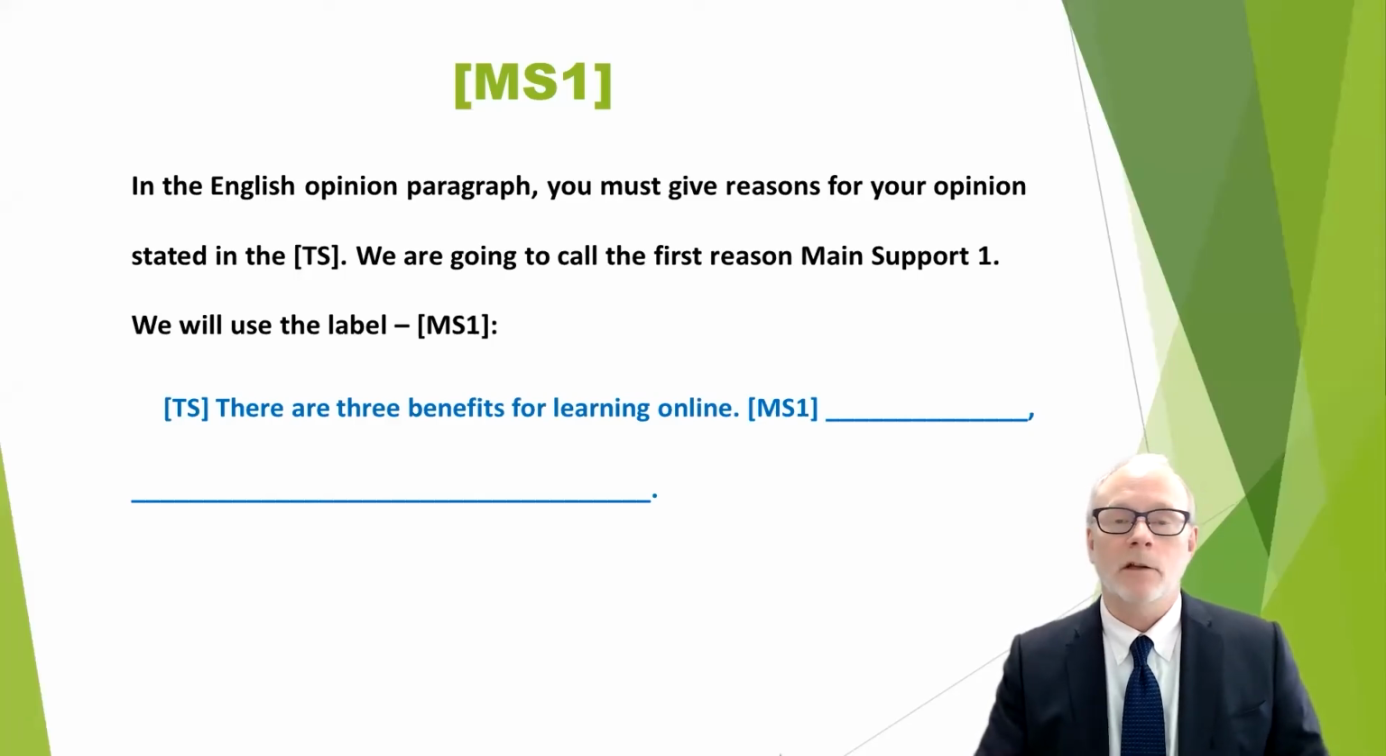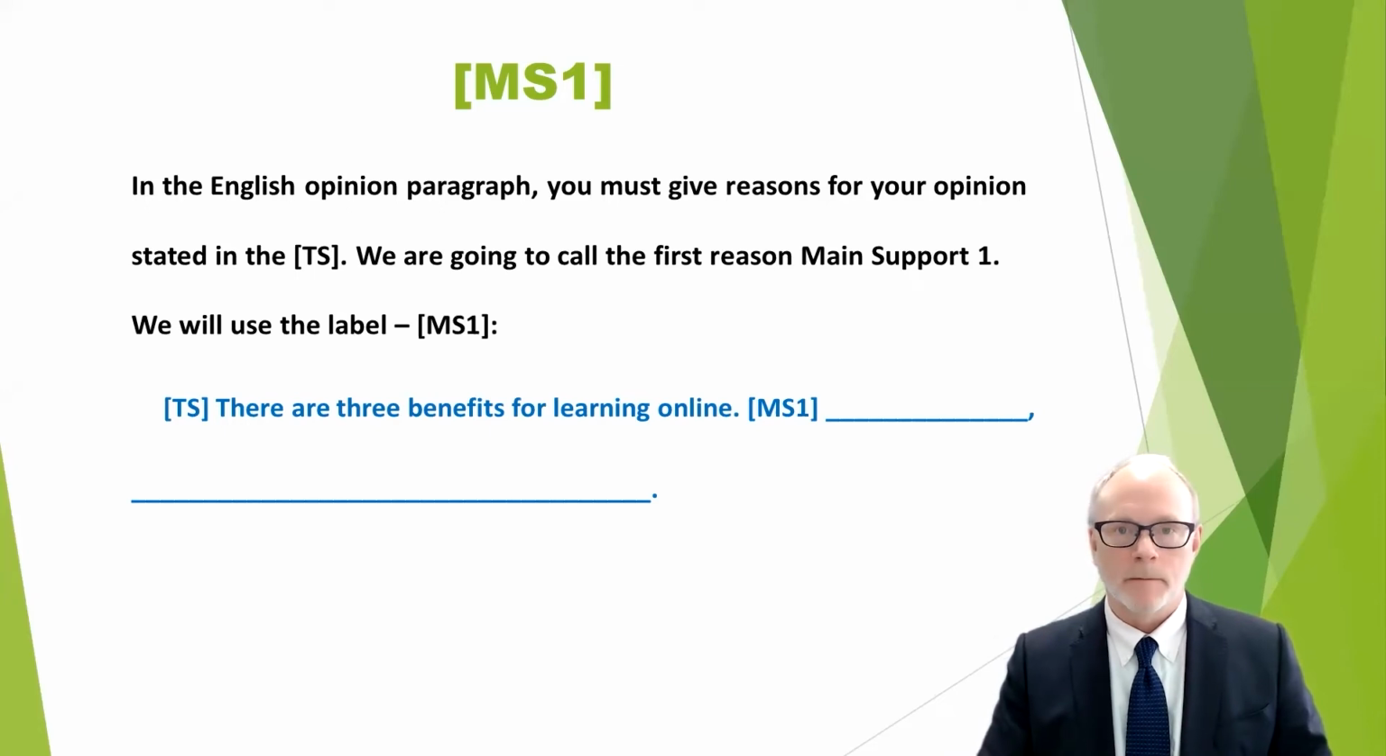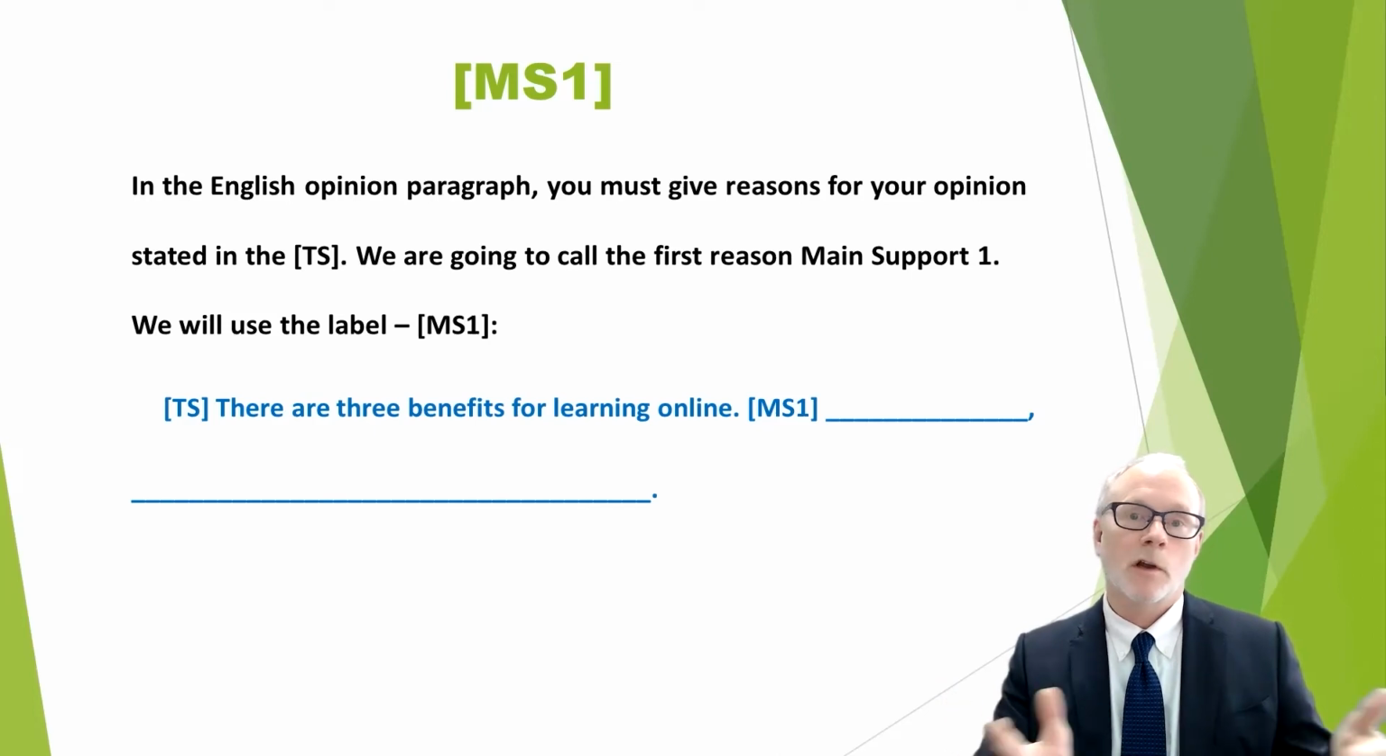Okay, at the top of your screen, you can see MS1 in brackets. This is our next label. Now, I'm just going to read what is on the screen, and you can follow along with me if you'd like. So in the English opinion paragraph, you must give reasons for your opinion stated in the TS. If you remember, TS means, that's right, topic sentence. So we're going to call the first reason main support 1, and we will use the label MS1, so main support 1, okay? So this is the first point, the first reason to support our topic sentence.